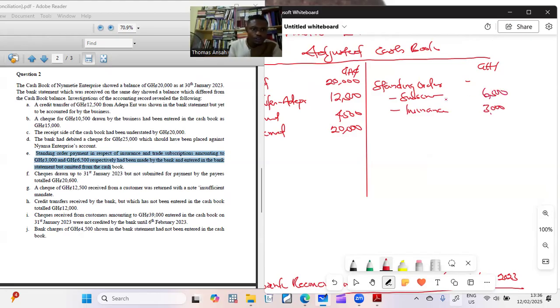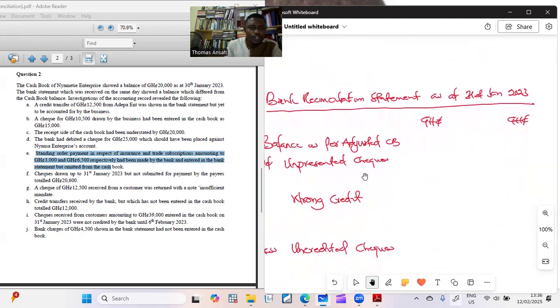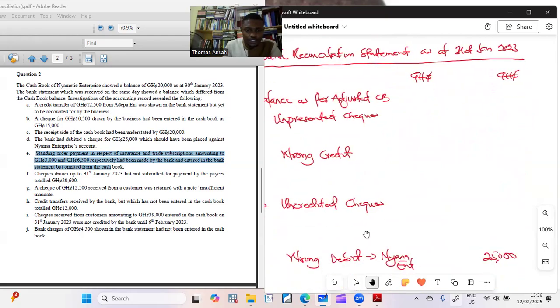Good. Checks drawn up to 31st January have not been submitted for payment by the payee. So this one is unpresented checks. They have not been presented for the deduction to be made in our account. So, unpresented checks.